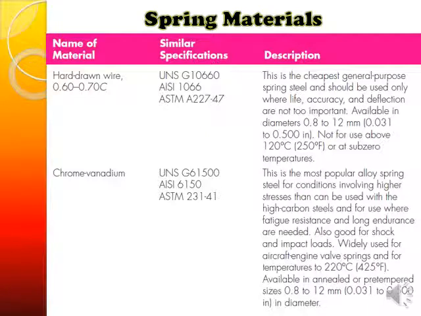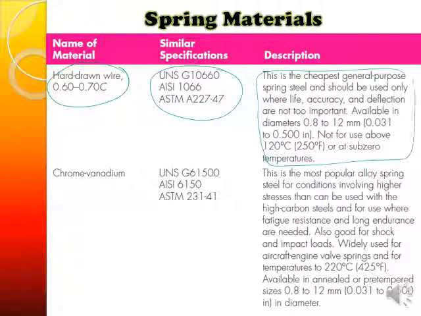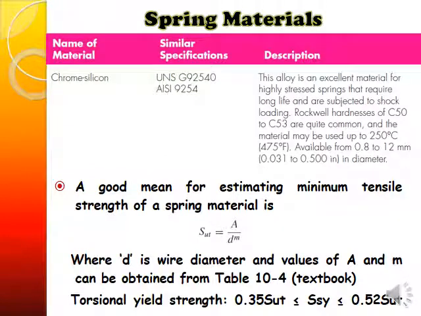So now it's again the description of the material, the other similar specification, and this is the description of the material itself. This is the name of the material. Again, the other specifications and then the description. So this is about the wire.